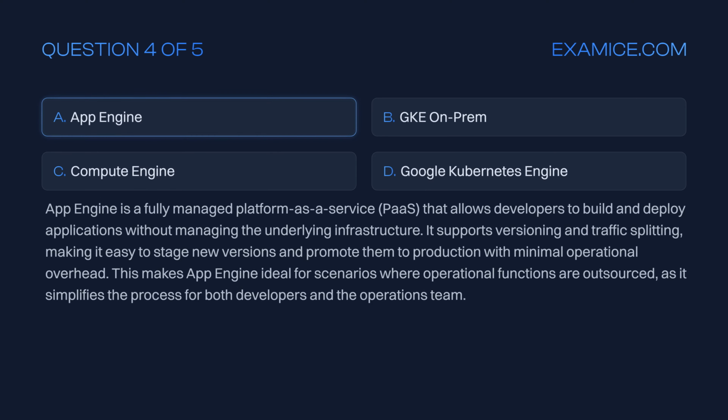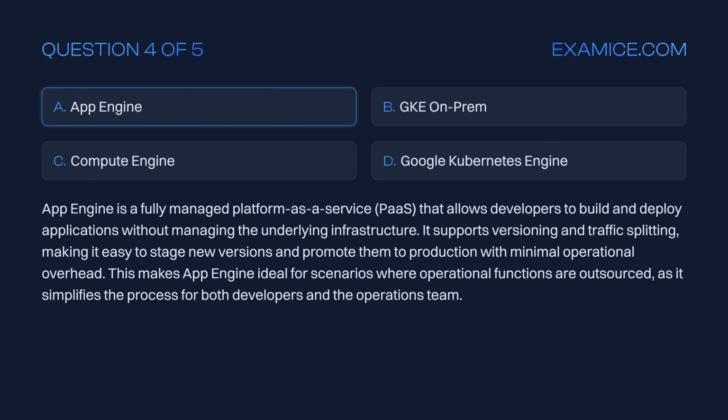The answer is option A. App Engine is a fully managed platform as a service that allows developers to build and deploy applications without managing the underlying infrastructure. It supports versioning and traffic splitting, making it easy to stage new versions and promote them to production with minimal operational overhead. This makes App Engine ideal for scenarios where operational functions are outsourced, as it simplifies the process for both developers and the operations team.